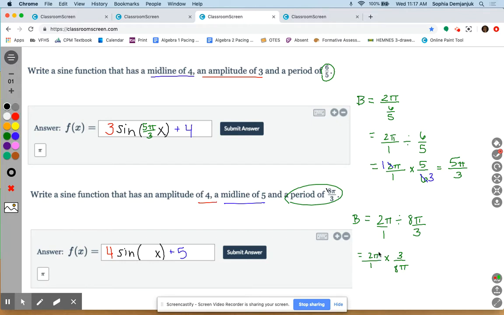Now when we're doing this, when we have pi on the top and bottom, we can cross them out. We have 2 and 8. They're both divisible by 2, so we get 1 and 4. Multiply across the top, 1 times 3 gives me 3. Multiply across the bottom, 1 times 4 gives me 4, and I get 3/4 as my b.